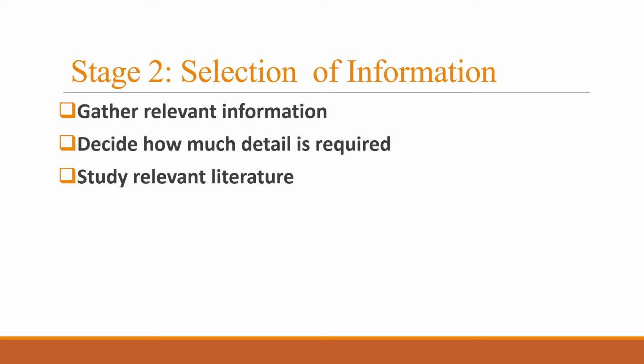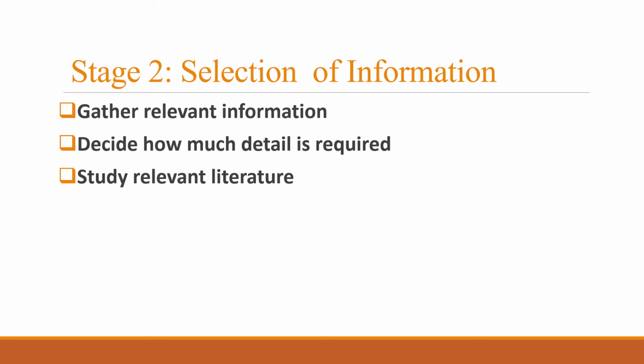So the first and foremost point in the selection of information is to pick the relevant information, and that relevance can be decided by the purpose of the report writing. If you are clear about the purpose of the report writing, then certainly it would be quite easy and convenient for you to select the relevant information.